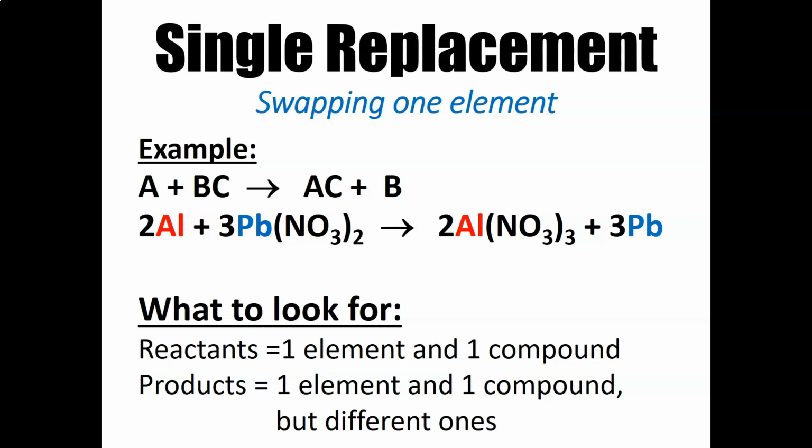Remember, horses need oats for clear brown eyes. If this said F2, well, F2 is an element. It's just a diatomic element. So don't let that throw you off. It would still be a single replacement with a diatomic.